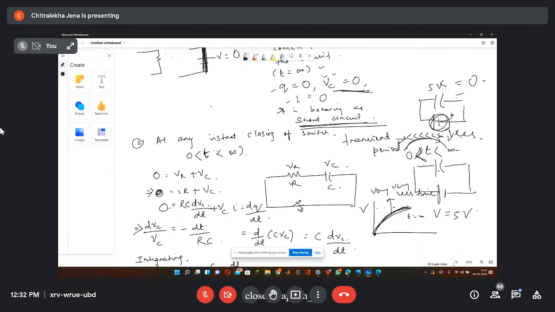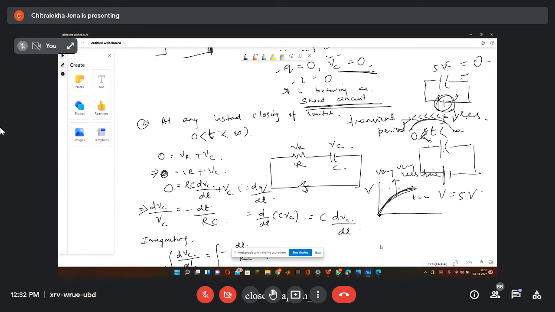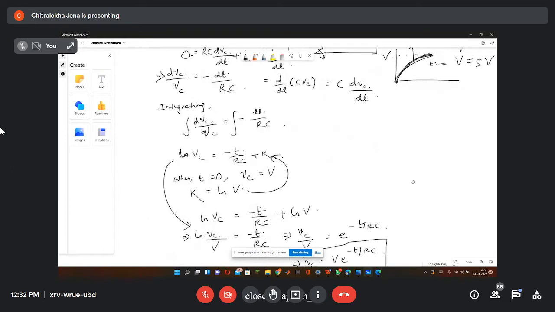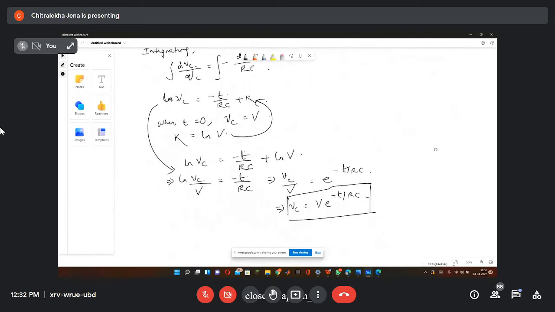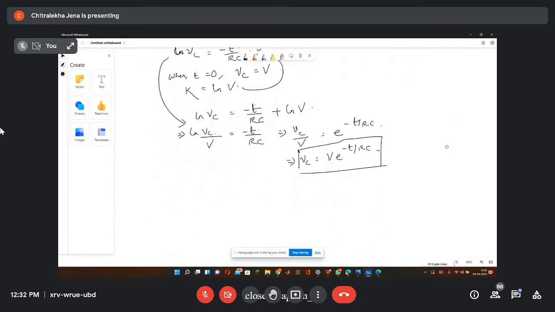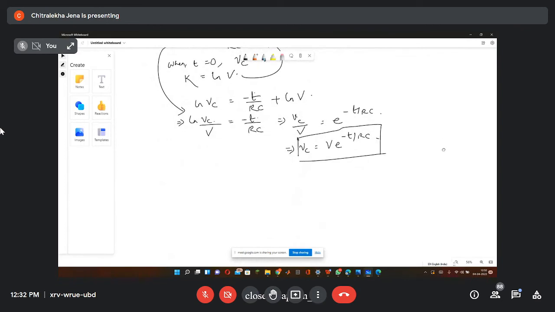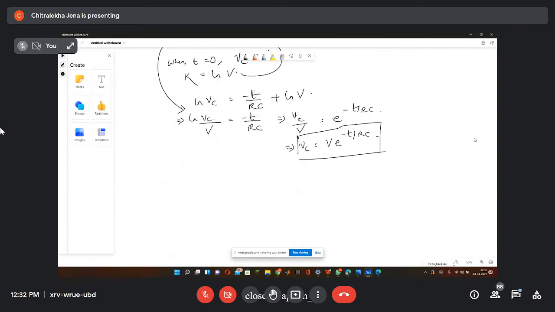Okay. So now you have seen that during the discharging condition it behaves as a short circuit, and in the charging condition it behaves as an open circuit. So what about the voltage? Similarly, what about the charge?